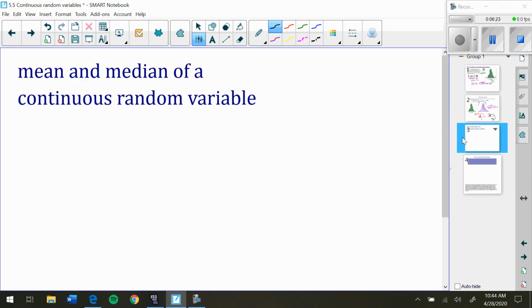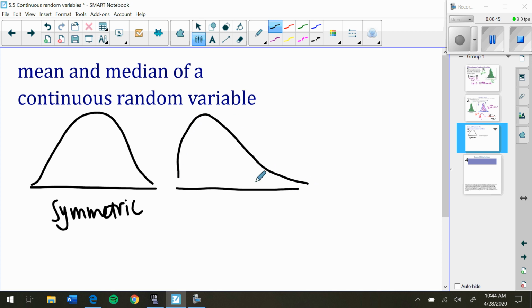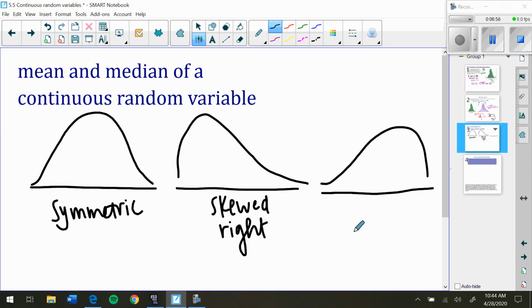Let's talk about a couple other things. So mean and median of a continuous random variable. I'm going to draw 3 drawings for you. I'm going to draw a curve that looks like this. We're going to say it's symmetric. I'm going to draw a curve that looks like this. This is skewed. Which way? Which way would you want to go skiing? This is skewed to the right. And we'll draw one more. Probably not surprising, it's going to be skewed left.